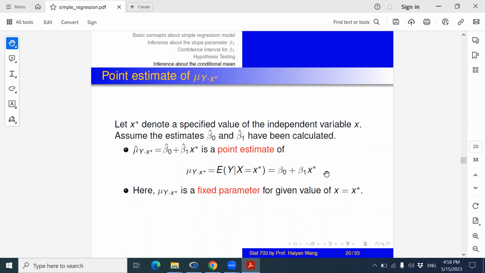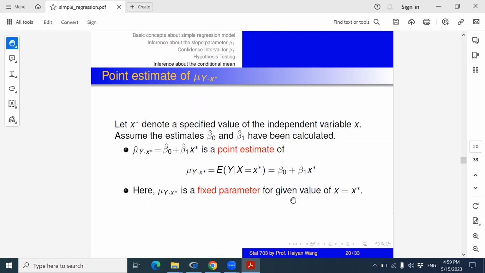For this point estimate, if you want to obtain it in R, what you can do is simply use the beta 0 and beta 1 out of the coefficient table and then multiply by the x star value.